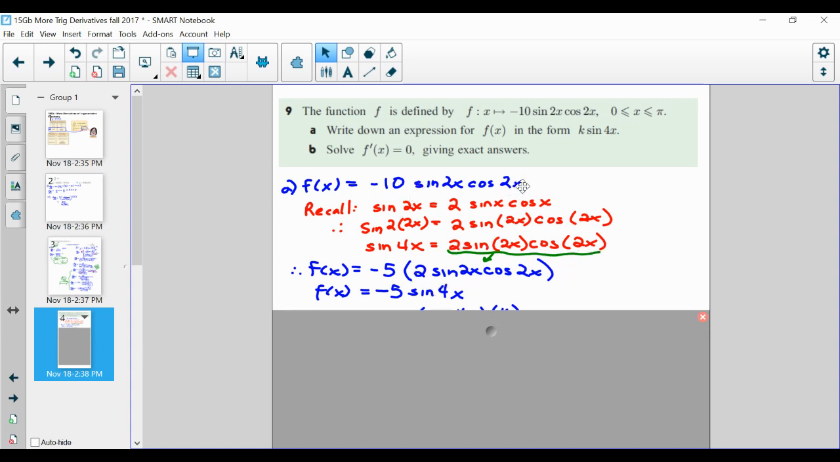Okay? So here this sine 2x cos 2x could be replaced with 2 sine 2x cos 2x. And that's times negative 5. Okay, since I'm replacing this part, the 2 and the negative 5 multiply together to give me that negative 10. And so this becomes sine 4x.